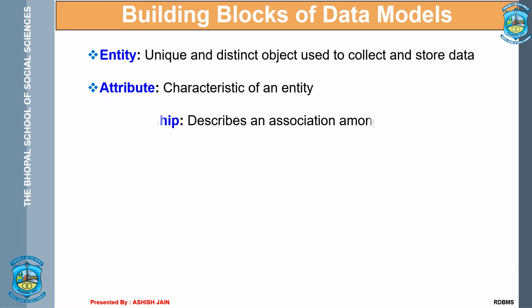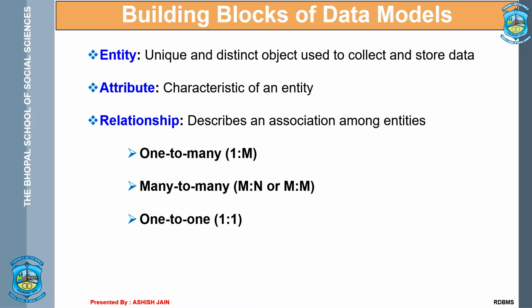Then we have relationship. Why are we maintaining entities? So that we can have some kind of relationship among different entities so that we have a connected database together. So it is an association among entities. We can have majorly these three types of associations: one to many, many to many, and one to one association.